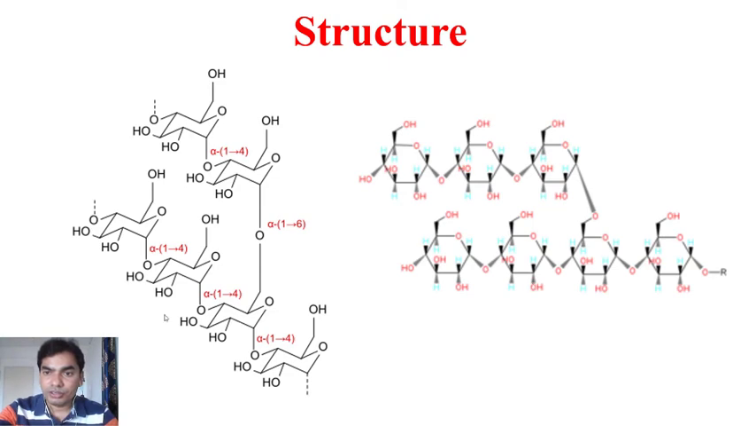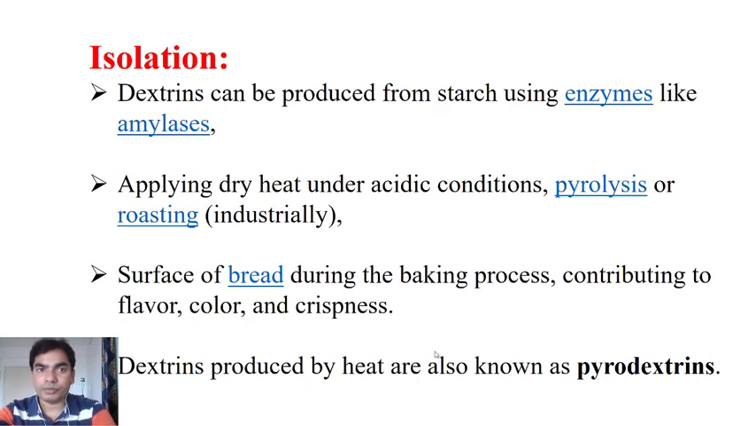Right, so this is the linear form of this structure. So how can we isolate the dextrin? As we know, it's a small hydrolyzed part of the starch, so we can produce it from the starch using many enzymes like amylases. Applying dry heat under acidic condition, we can directly get the dextrins. That process is called pyrolysis or roasting.